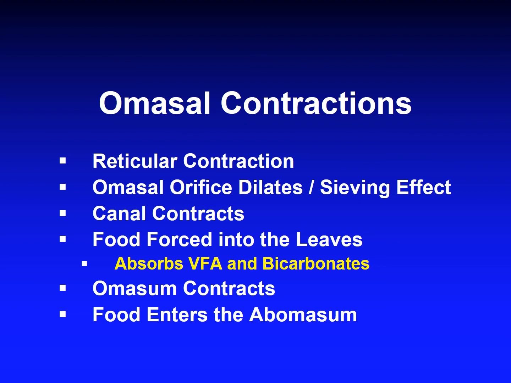millimeter or even less. After the food gets between or into the omasum through the omasal orifice, the canal contracts. When it contracts, it pushes the food, forces it between the leaves. That's when the leaves start absorbing the volatile fatty acids coming from the rumen and also the bicarbonates.